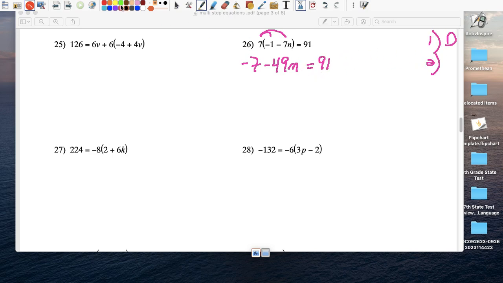Step 2, combine like terms. Can I? Not on this side, because these two are not like terms, and not on this side. So combine like terms, no. Step 3, is there a variable on the left side? Yes, there's an n. Is there a variable on the right side? No, so I don't have to worry about step 3.